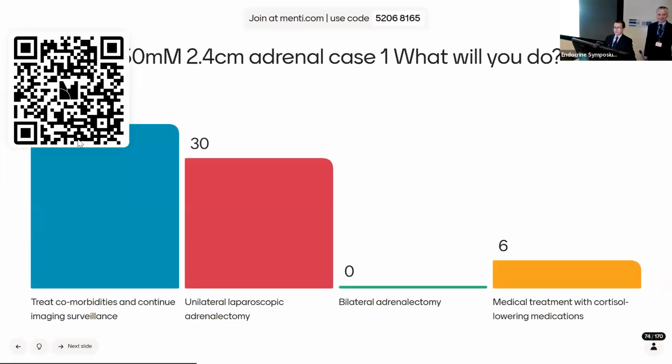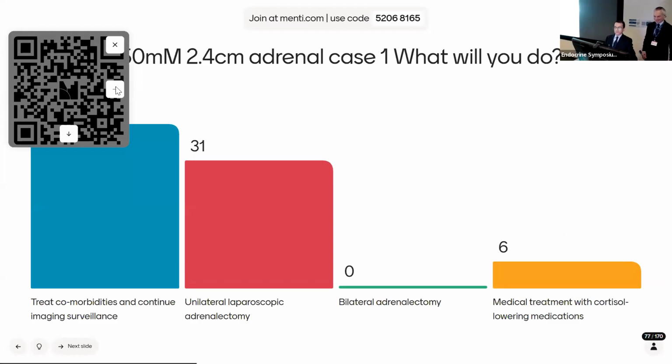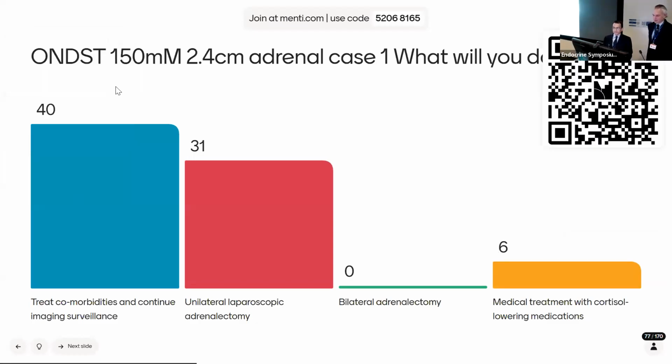Okay, so this is interesting. This is the UK perspective, I think. There's treat comorbidities and continue imaging surveillance because it is an indeterminate mass. But also a large proportion voted for unilateral adrenalectomy or medical treatment with cortisol-lowering medication. Thankfully no one voted for bilateral adrenalectomy.